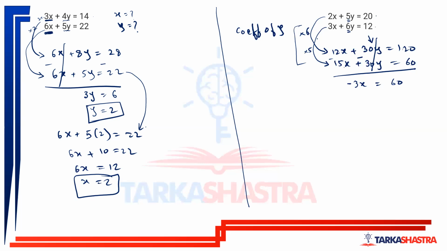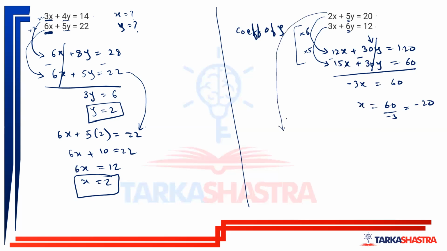Okay, why have we multiplied the first equation by 6 and the second equation by 5? Because then the coefficient of y will become equal and then we can eliminate it. So x is equal to 60y minus 3, that is minus 20. Now substitute the value of x in any of the equations, and you will get the value of y.